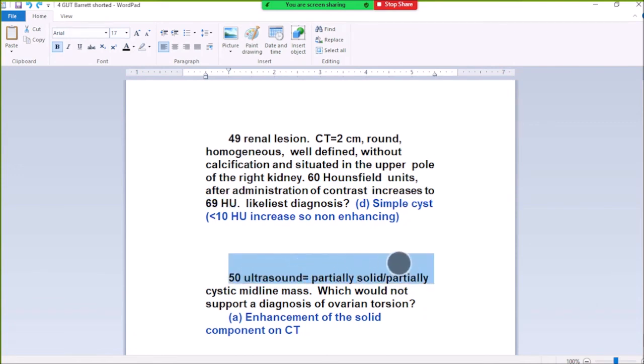Question number 50. Ultrasound shows partly solid, partly cystic midline mass, which would not support a diagnosis of ovarian torsion? Enhancement of a solid component on CT. If there is enhancement, it means there is vascularity, so it is not torsion.